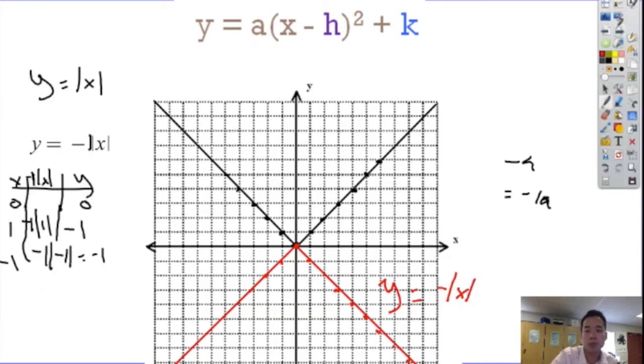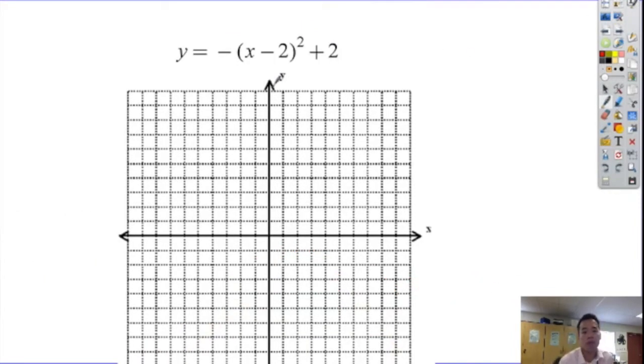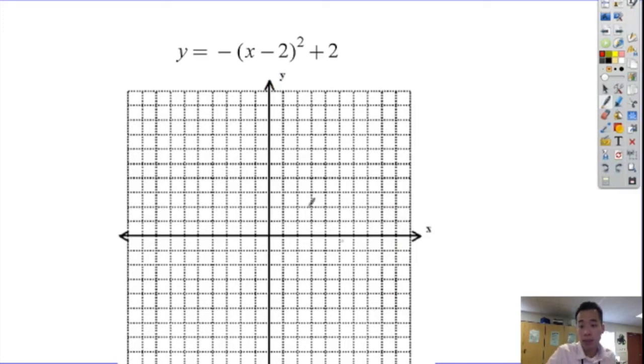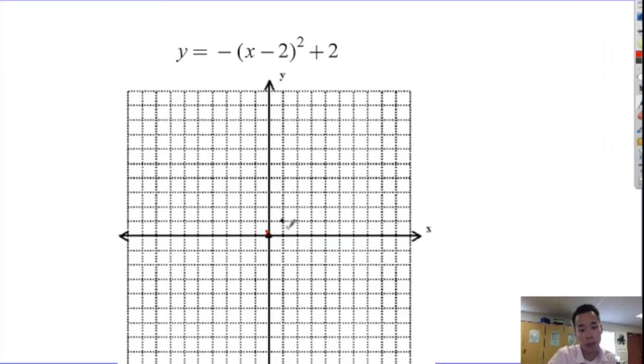Okay. So let's do one more. So this one, right away you should be asking yourself, what is the parent function? This one has a square, so it will be a parabola. So we know that a parabola starts at 0, 0. Let's keep the colors consistent. We start at 0, 0, and then we'll go over 1, up 1, over 2, up 4, over 3, up 9, over 4, up 16. So it'll look just like that.